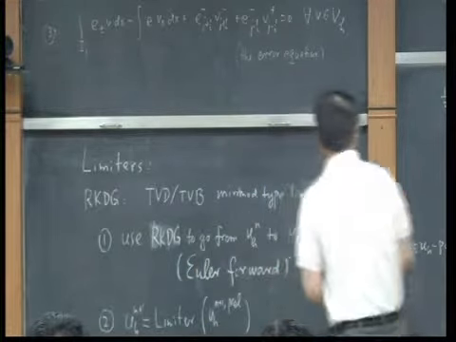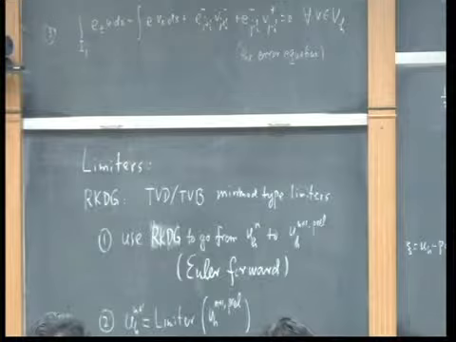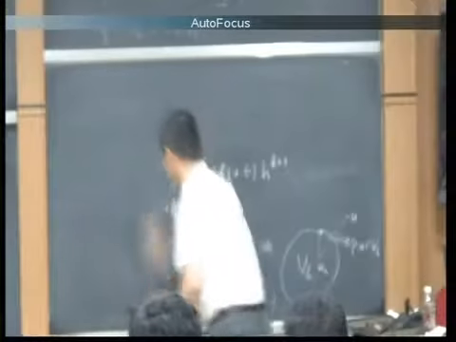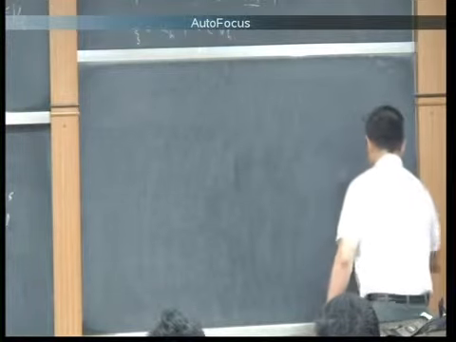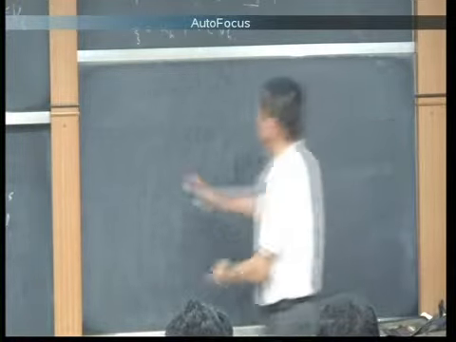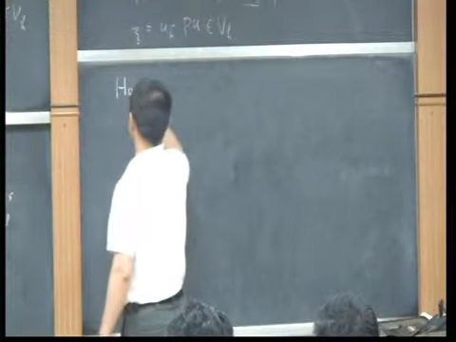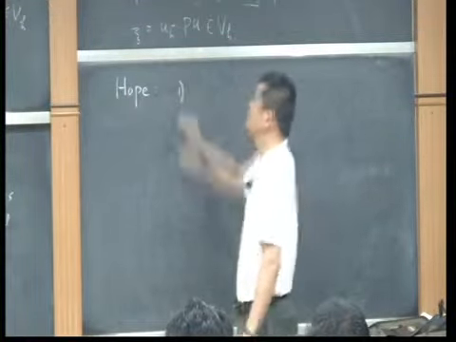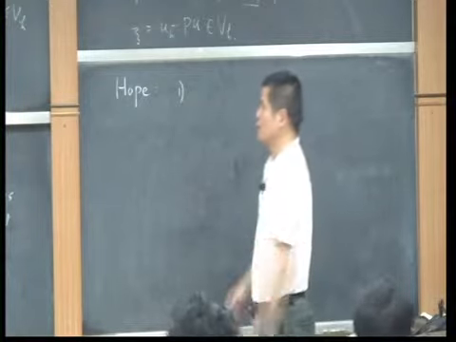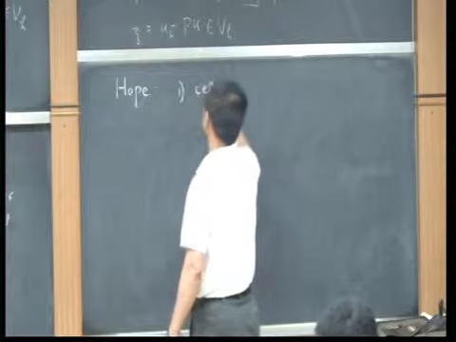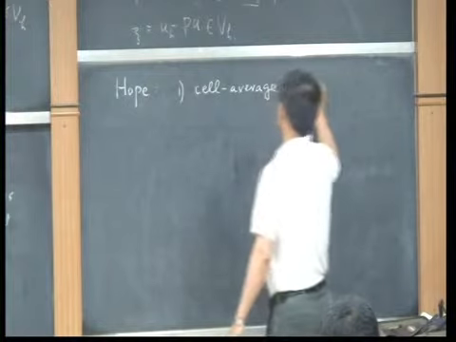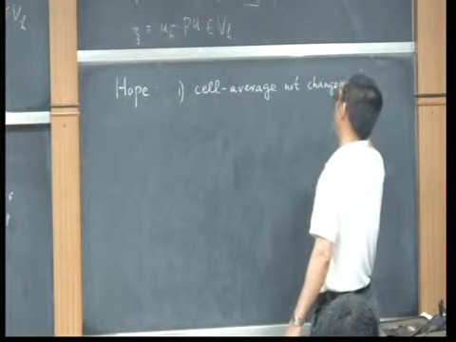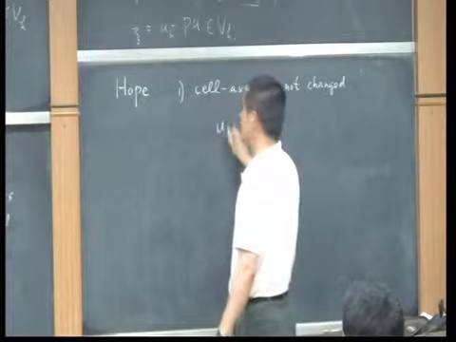So what conditions would you put on this limiter? What would be a desired list for this limiter? You hope that the limiter, first of all, keeps the cell average not changed. This is crucial. Any limiter should not change the cell average.